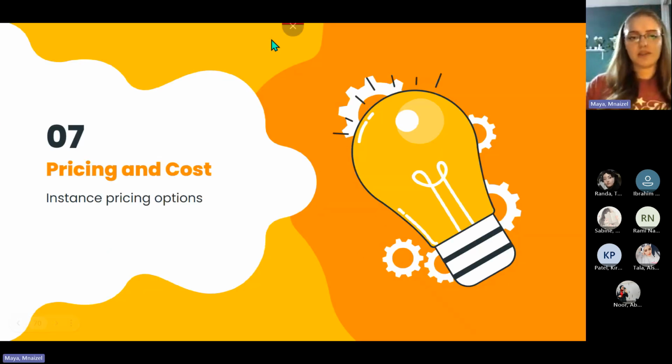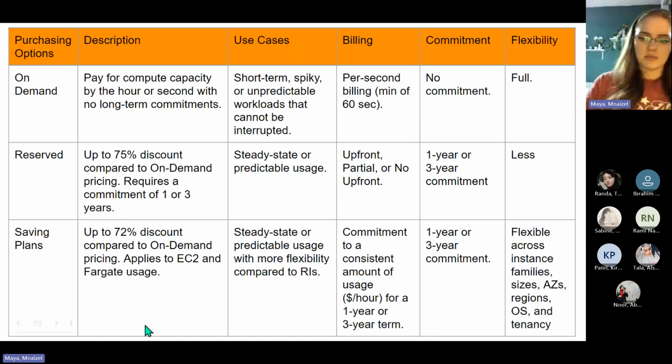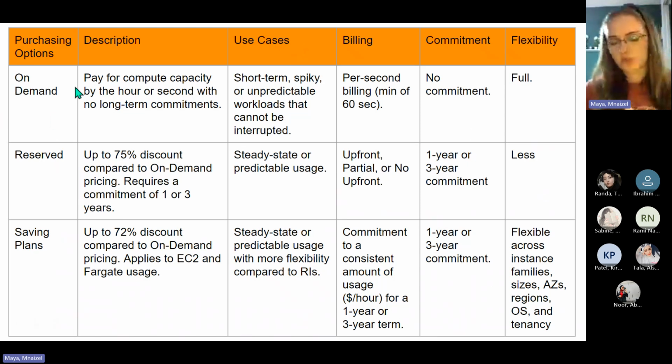Okay, and pricing and cost. So this is a bit long. We have more than 4, but the most important are 4: on-demand, spot instance, reserved instances, and savings plan. So I got them in a table for you. Here we can see that on-demand is the way we have launched our instance right now. You only pay for the compute capacity that you're using. It's pay as you go. There's no commitment, and you're very flexible with anything you want. So there is full flexibility, and you get per second billing, with a minimum of 60 seconds. So it has to be running for at least 1 minute.